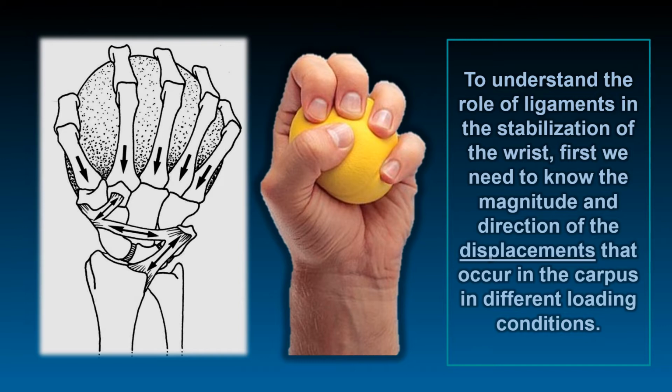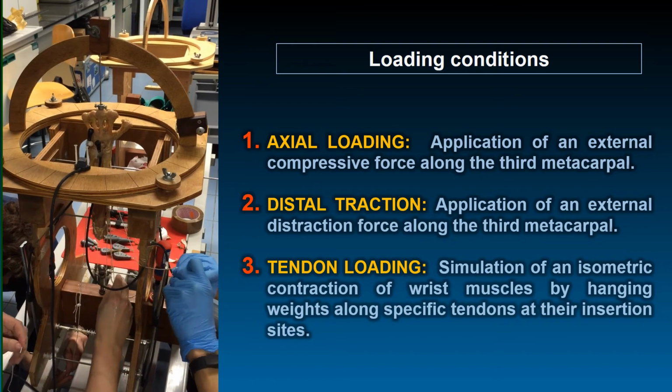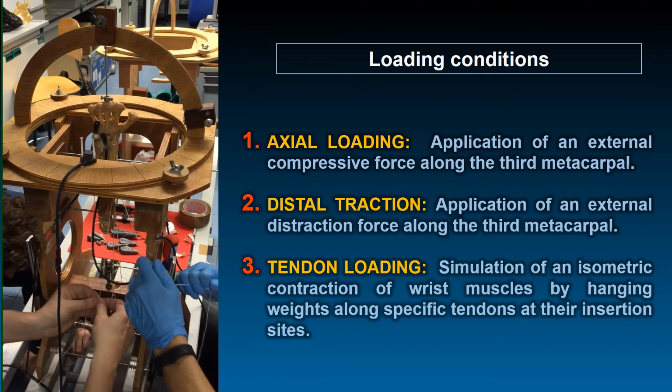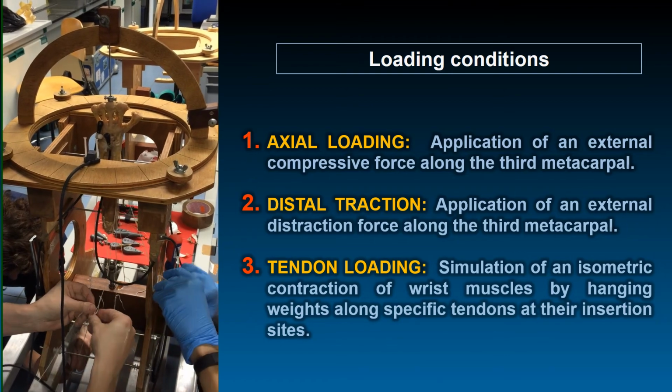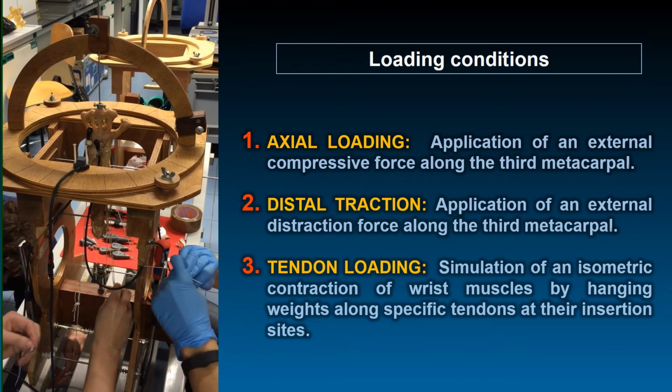So, to understand the role of ligaments and muscles in the stabilization of the wrist, first we need to know what sort of displacements occur in the carpals in different loading conditions. In the biomechanical laboratory of the university here in Barcelona, we designed a jig that allowed testing fresh cadaver specimens in different wrist positions.